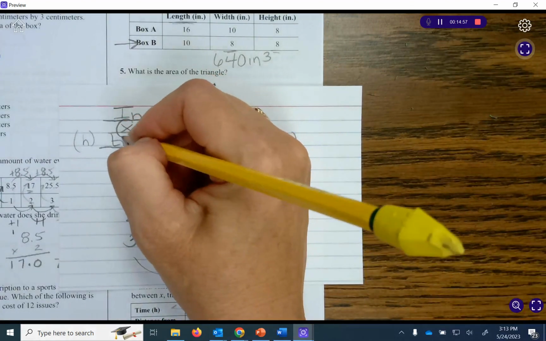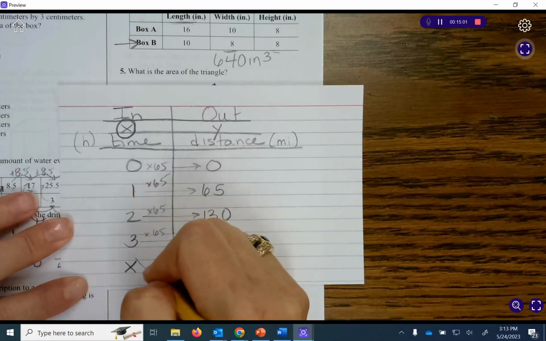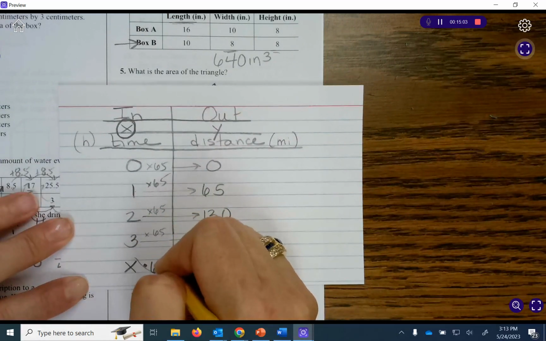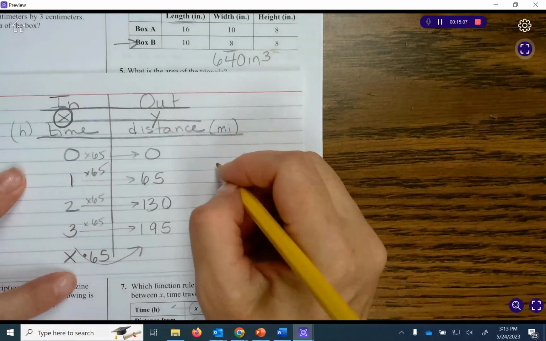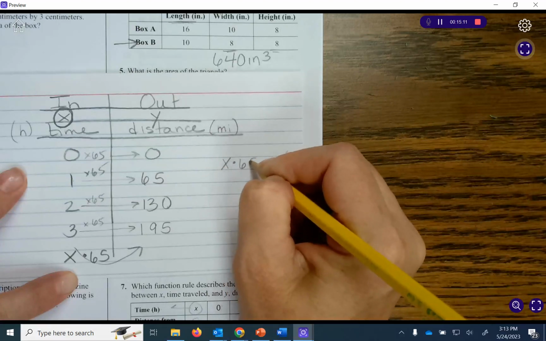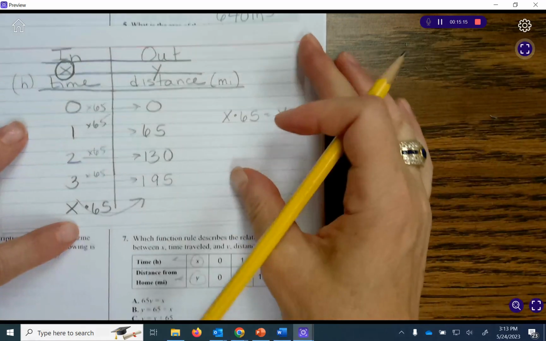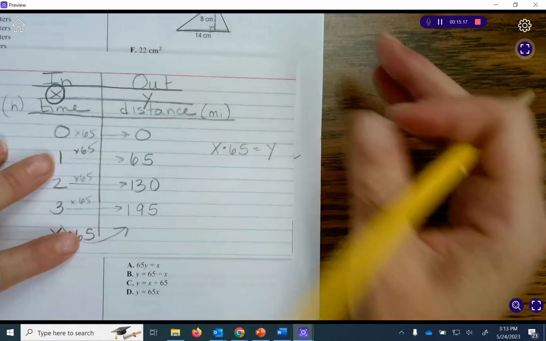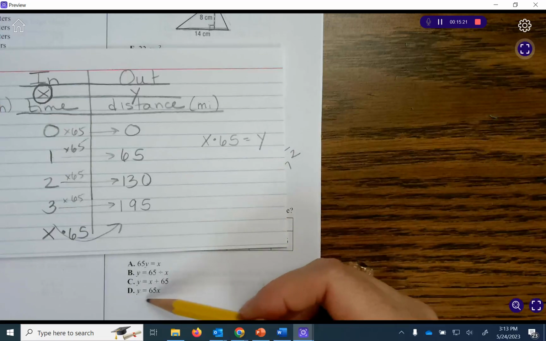We're actually multiplying x times 65. So whatever is here, we're going to multiply by 65. So I have x times 65 equals y. Well, when I look down here, I don't see anything that looks like what I wrote.